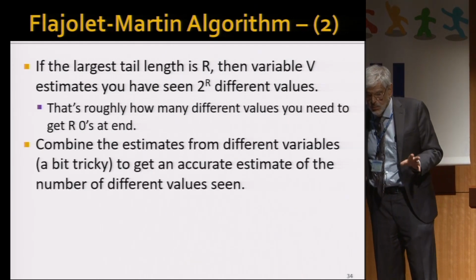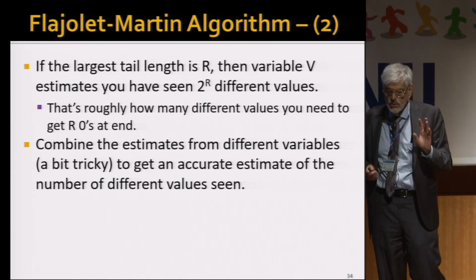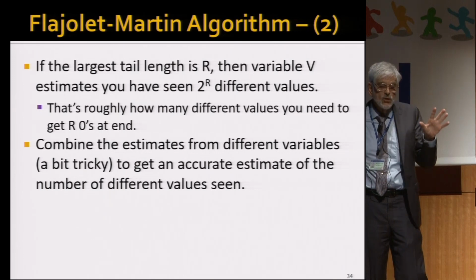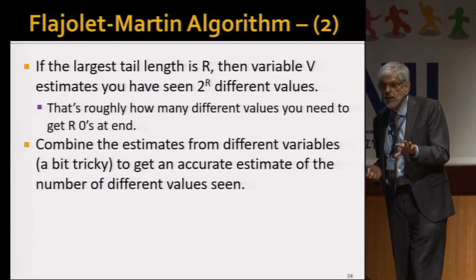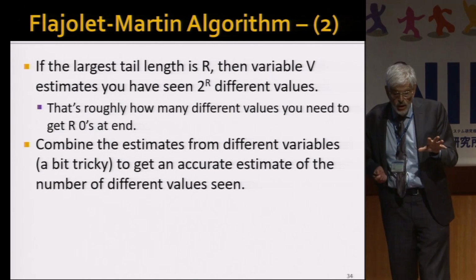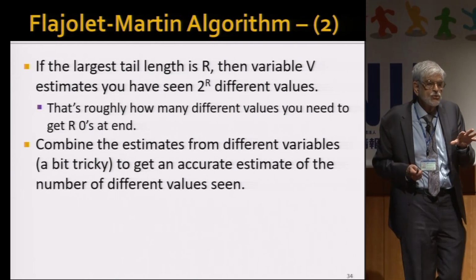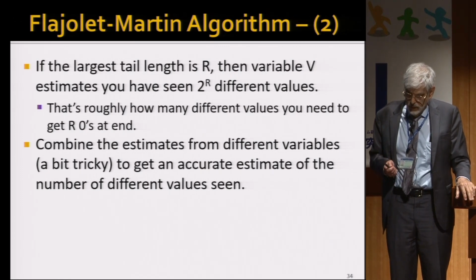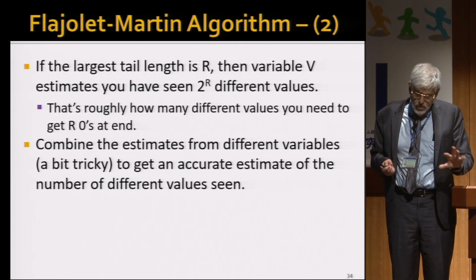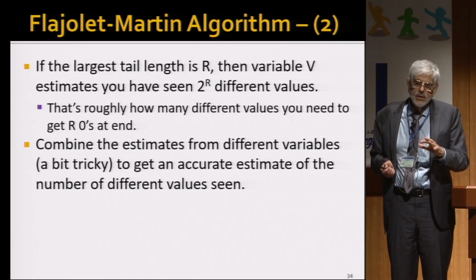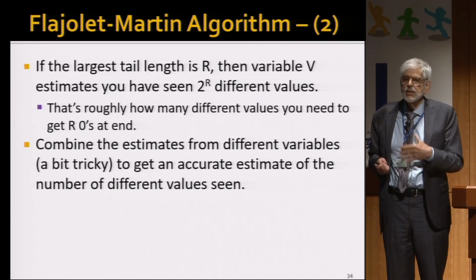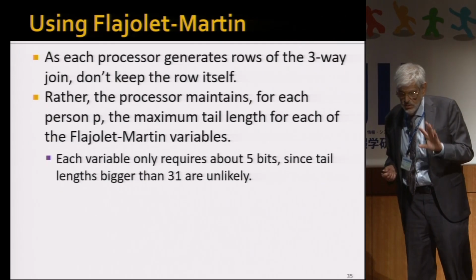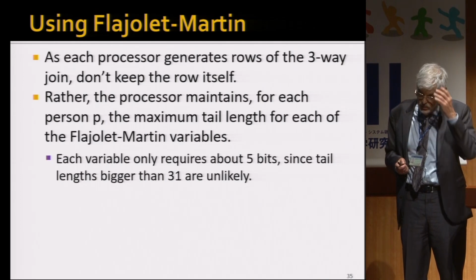Okay, again, it's a little bit more complicated than that. Each of, let's say, these 100 variables gives you another estimate of how many different values you've seen. That is, how many different friends of friends of friends do you have? Well, you have to combine them. Taking the average doesn't work. Taking the median doesn't work. So it's a combination of averages and medians. I'm not going to go into that exactly.